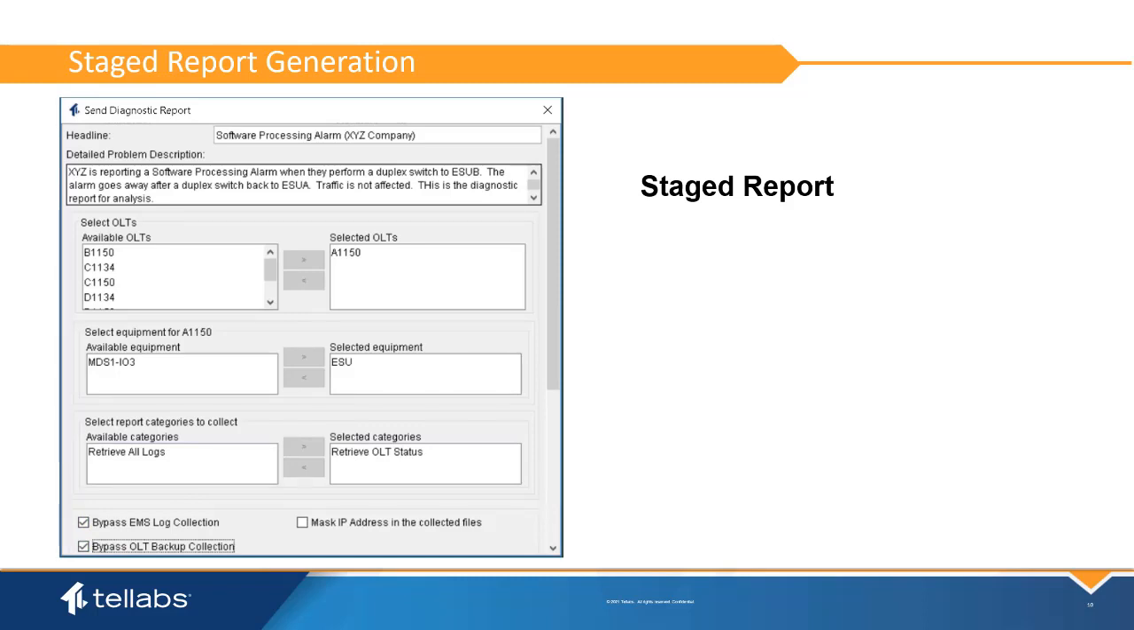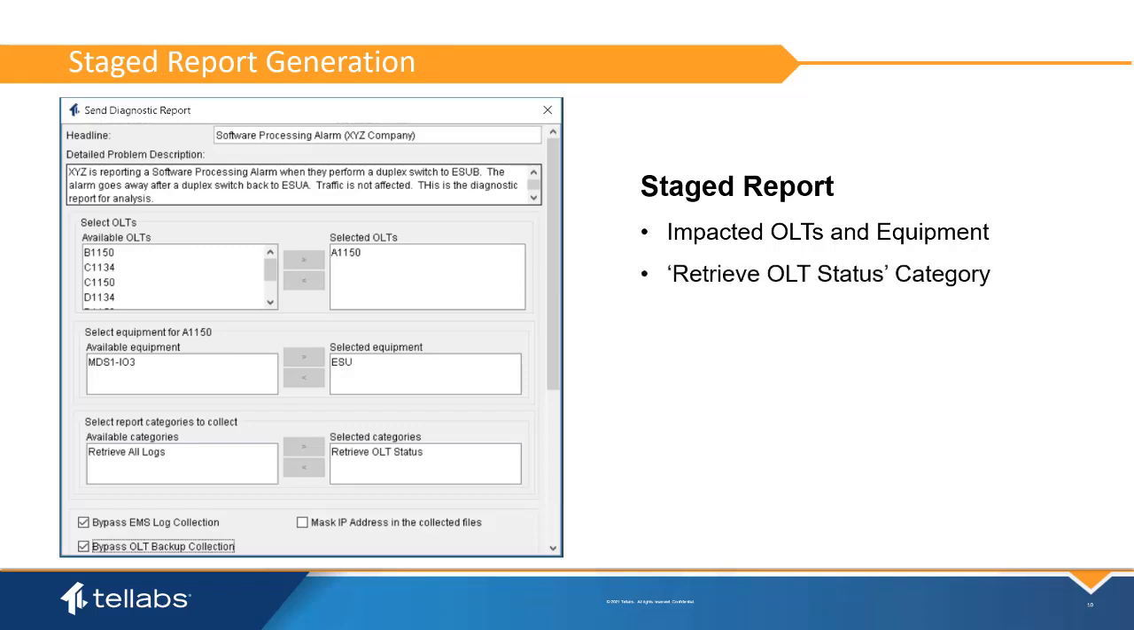To do this, produce a report that contains only impacted OLTs and equipment, and only retrieve the OLT status category. Bypass both the EMS log collection and OLT backup collection. Please contact TEL labs TAC for assistance if you are unsure of the impacted OLTs and equipment to be included in the report.